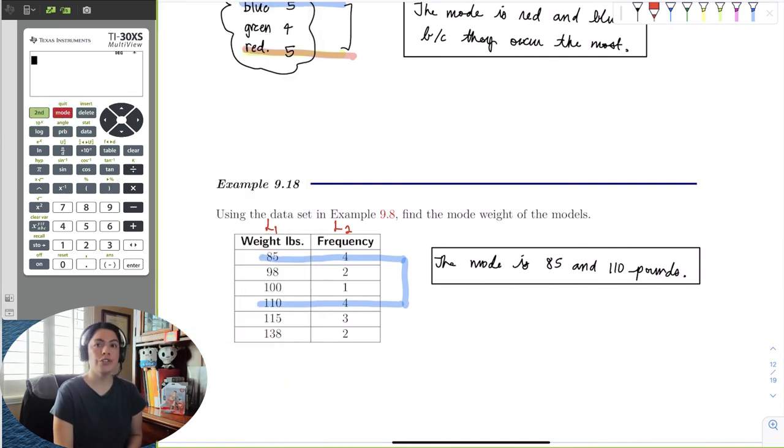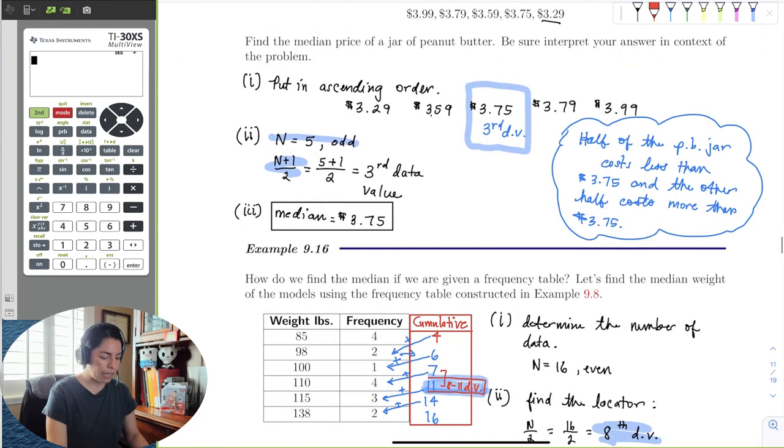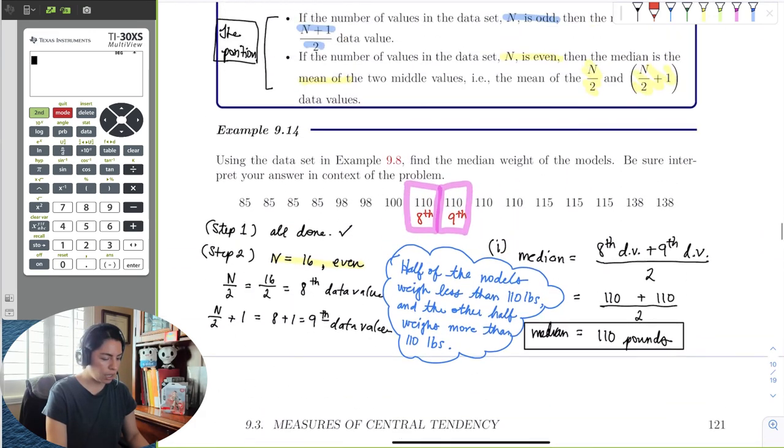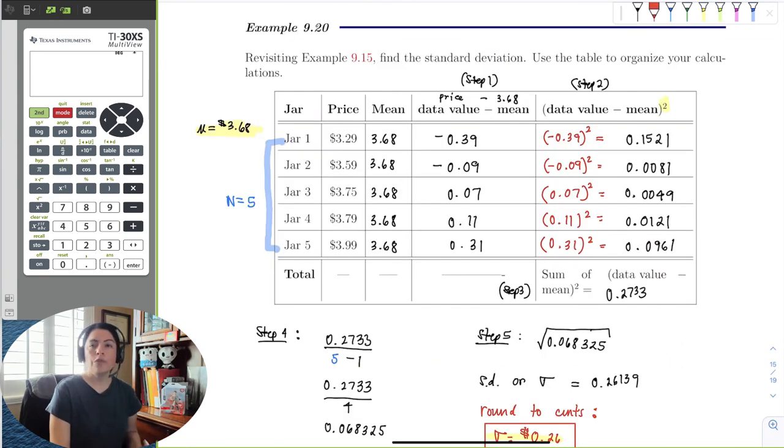You're encouraged to use the calculator when possible because that's how the world is now. We use technology. Feel free to use the tables, like for the standard deviation up here. So feel free to use the tables with the standard deviation like this, or you can go ahead and just go directly to the calculator and put the peanut butter jar prices in a list, and run a one var stats on it. All right.